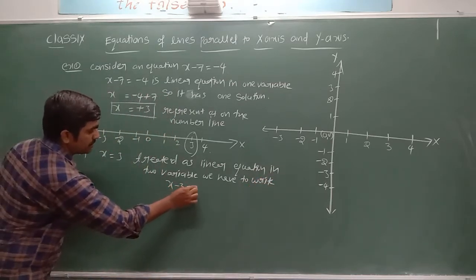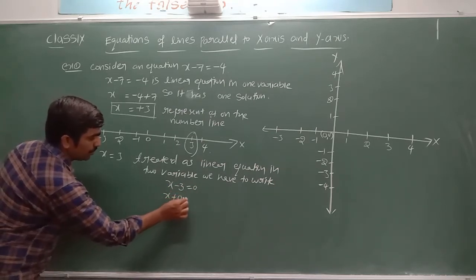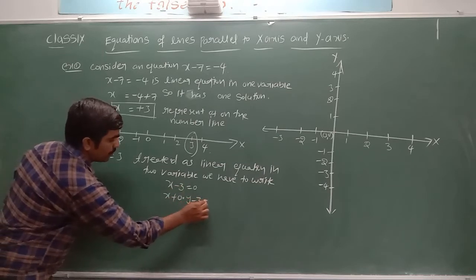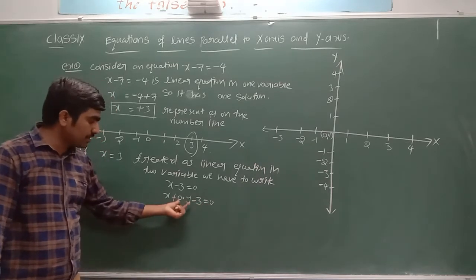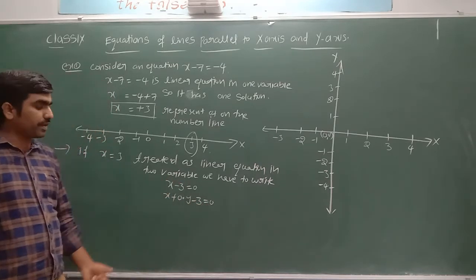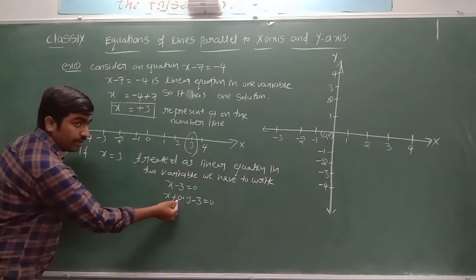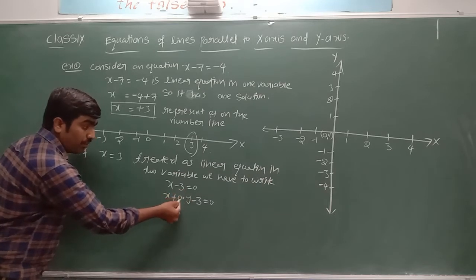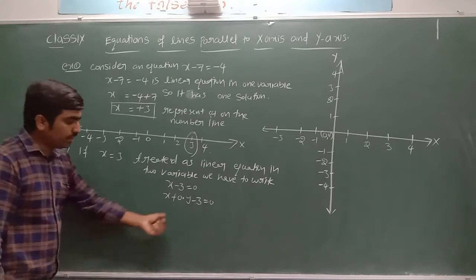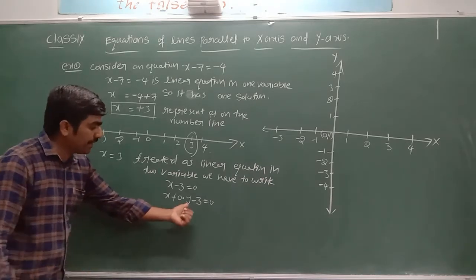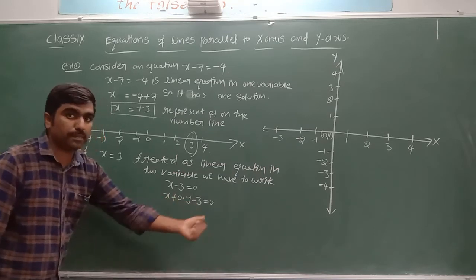This I can write as x minus 3 is equal to 0. And more, I can write x plus 0 into y minus 3 is equal to 0. 0 into something is 0, so again we get the same previous step, x minus 3 is equal to 0. Now here, what is the y coefficient? 0. As the y coefficient is 0, for whatever the y value, the x value is the same. What is the same value? 3. In the place of y we can substitute any value, let me write 1, 0 into 1 is 0. Then what is the x value? x is equal to plus 3.